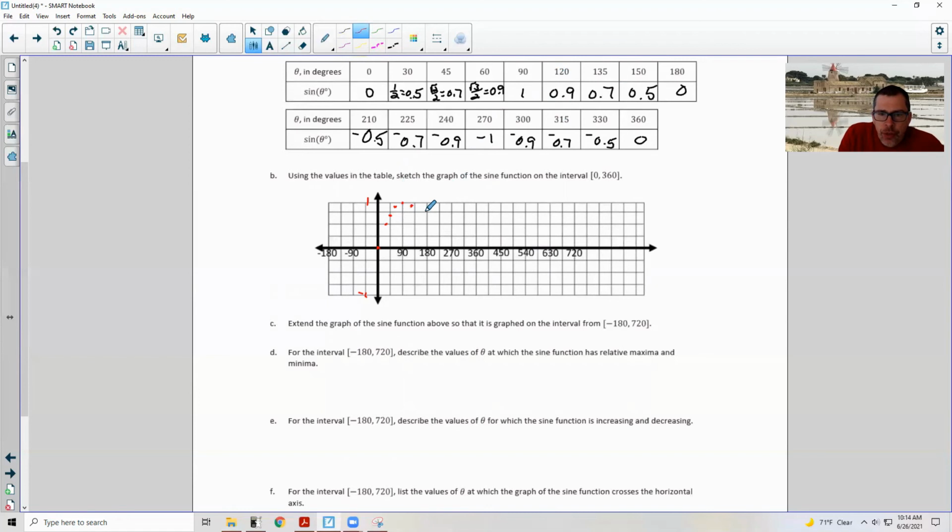135 is going to be on this line, and it's going to be 0.7. So that's about right here. Maybe a little higher. You get the idea. And then we're going to go over 1 more third to 150, and that's a half, which is right here. And 180 is 0 right there. And then it's going to just repeat on the other side.